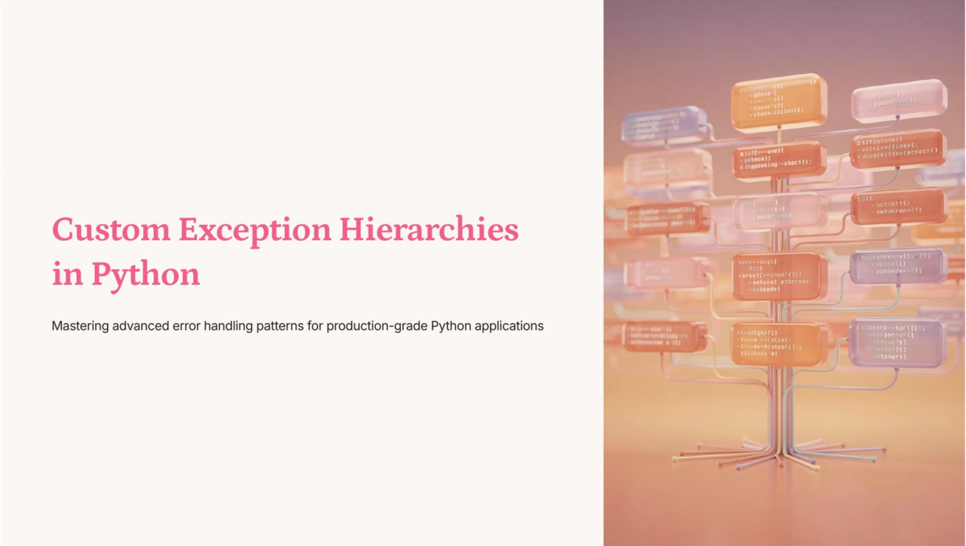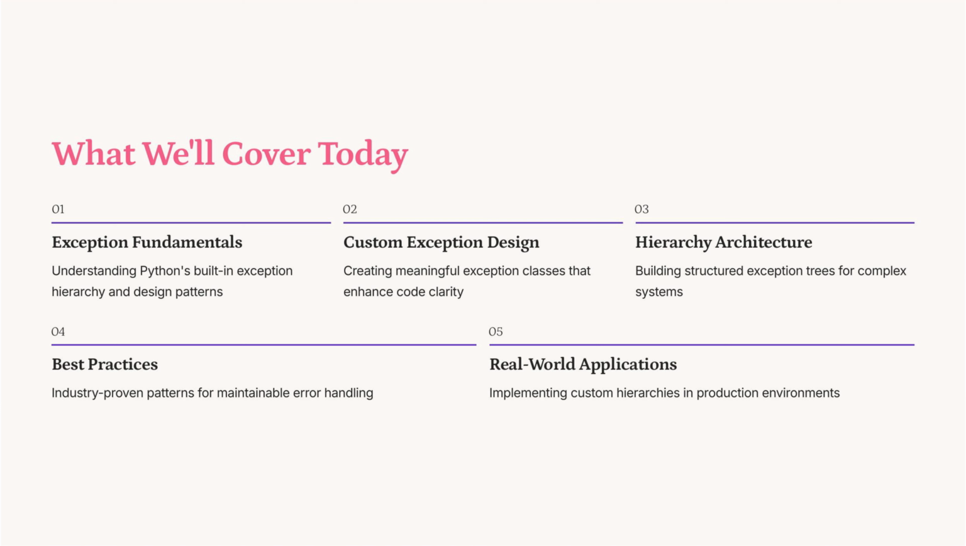Custom exception hierarchies in Python allow developers to create structured error handling tailored to specific application needs. By designing meaningful exception classes, you enhance code clarity and maintainability. This approach supports complex systems by organizing exceptions into a logical hierarchy, facilitating easier debugging and more robust error management in production environments. Custom exception hierarchies in Python are essential for mastering advanced error handling.